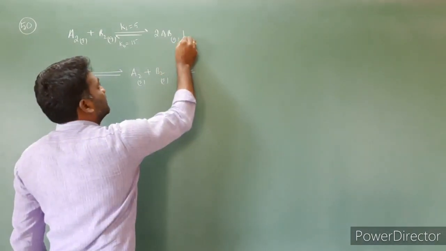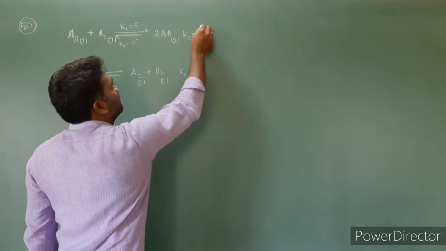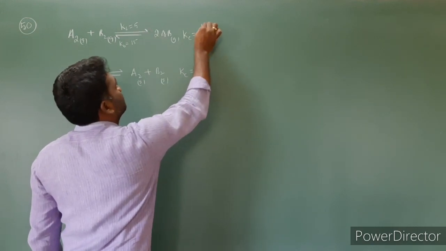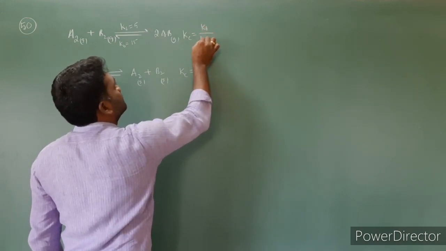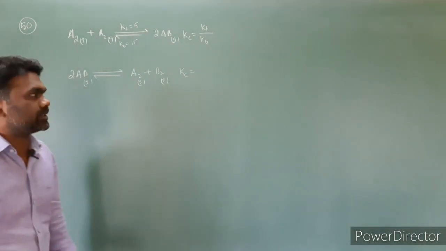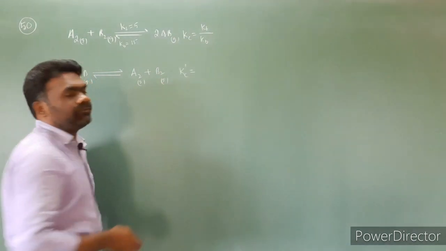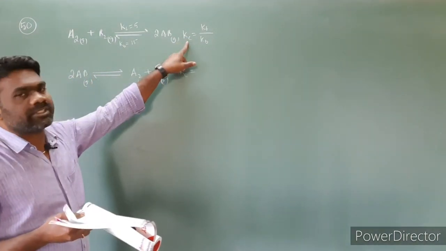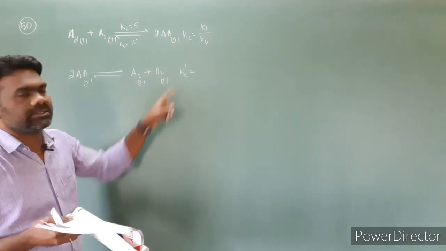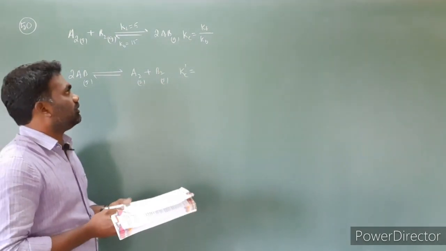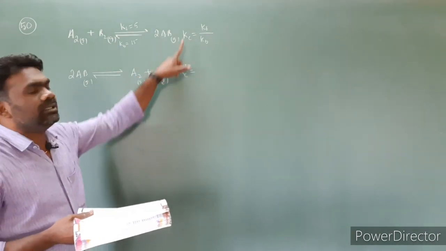So this I am labeling as Kc. Kc is equal to the rate constant of the forward reaction divided by the rate constant of the backward reaction. To differentiate the two equations, the first equation I am labeling Kc, and the second equation I am labeling as Kc dash. So we have to find out the relation between the Kc and Kc dash.